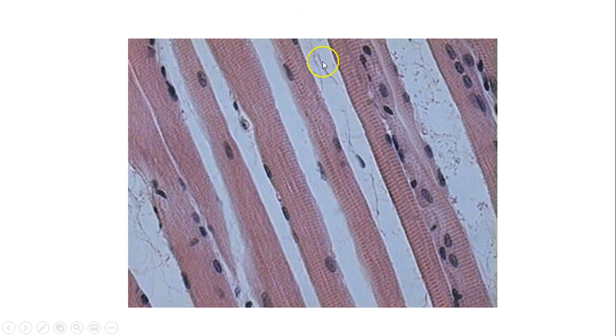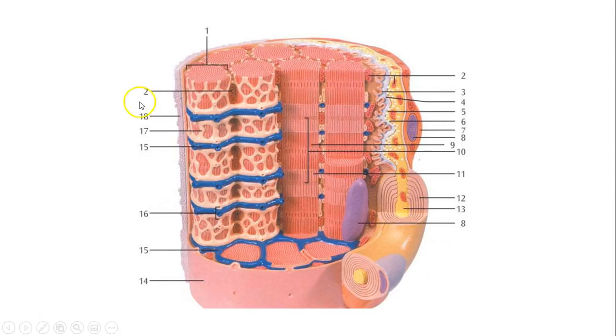Could this technically be perimysium? Yeah, if you were on the edge of a fascicle, it could. Right, but who knows? Probably it's endomysium. You can see multinucleated, striated, really nice. This is a good model.